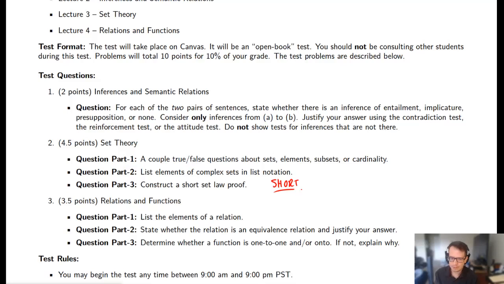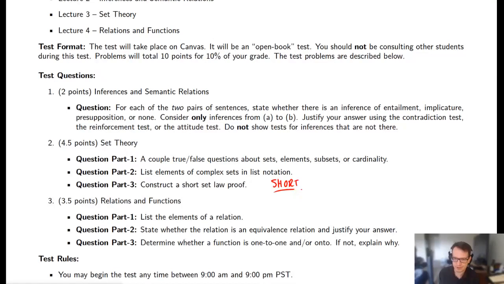For the third question, relations and functions, you'll have to list the elements of a relation. So again, a lot like question 4 on this assignment. You'll have to state whether the relation is an equivalence relation. So a lot like the symmetry, transitivity, and reflexivity. Question 4. And then the last one is whether a function is onto and one-to-one, and if not, just a short explanation of why. So a lot like question 5.